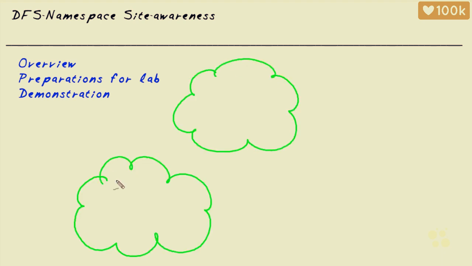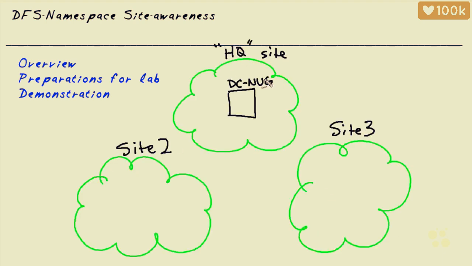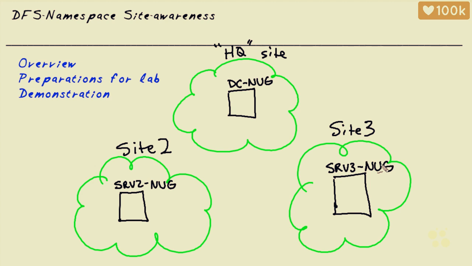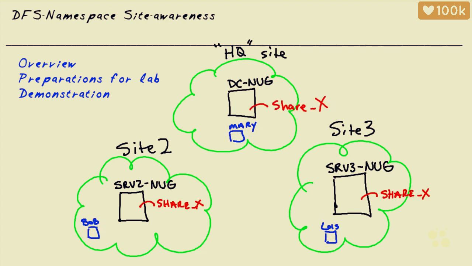One of the cool things about namespace and DFS is that it is site aware. Now you may ask, well, Keith, what exactly does that mean, site aware? Well, let's use this scenario. Let's imagine we have 3 sites, the headquarters site, site 2, and site 3.